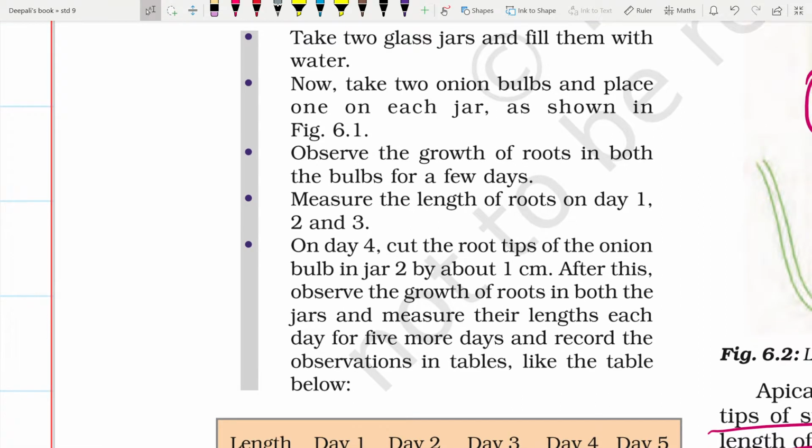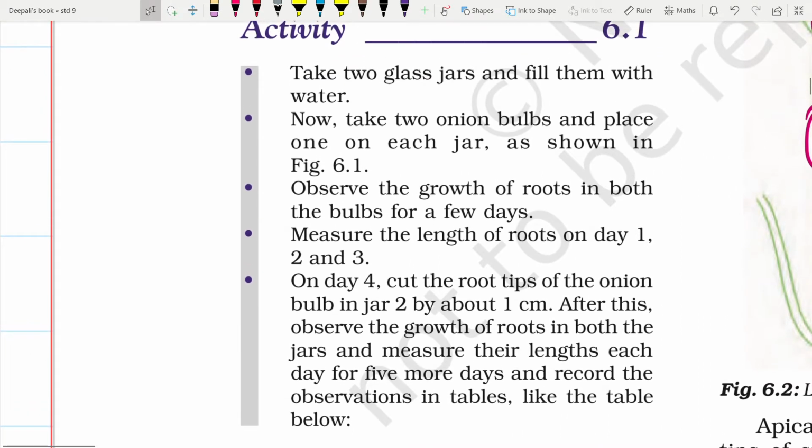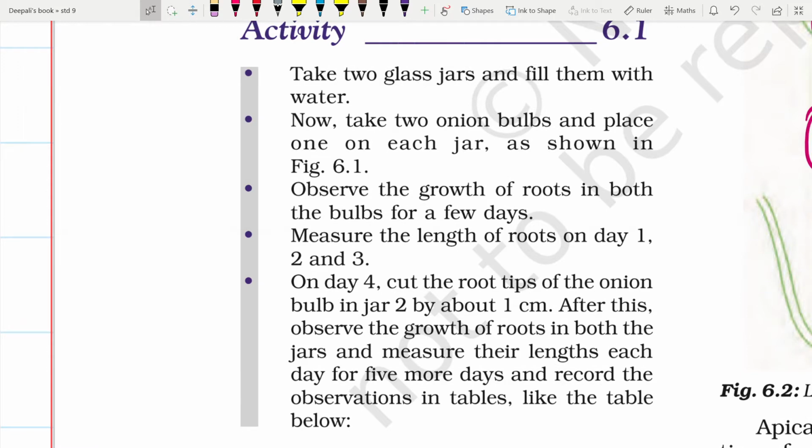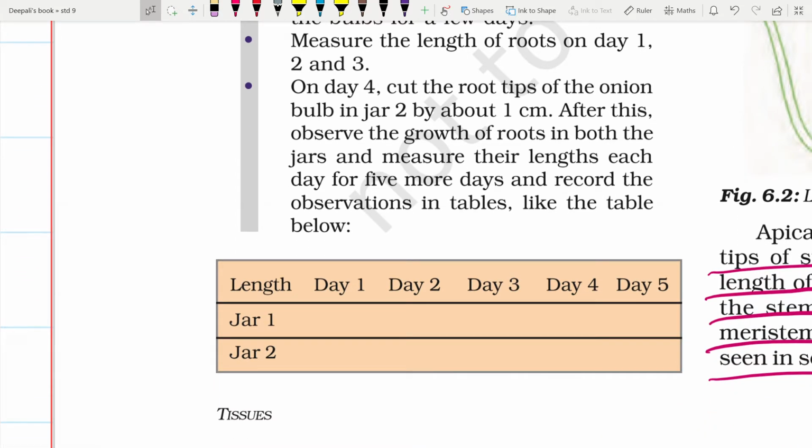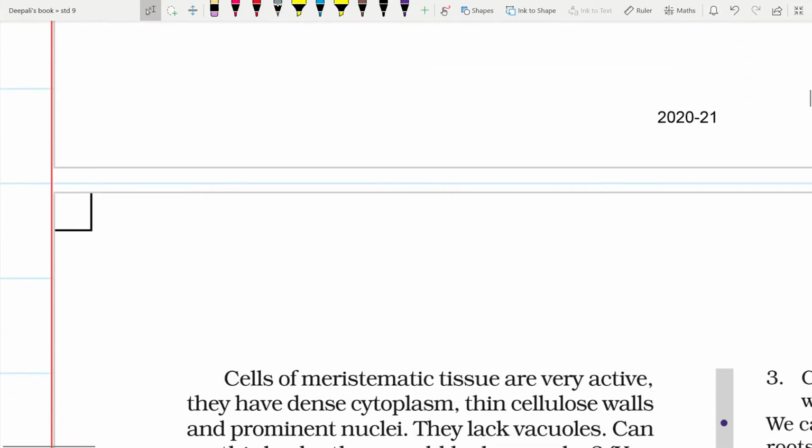After this, observe the growth of roots in both the jars, and measure their length each day for 5 more days and record the observations in a table like the table below. Day 1, Day 2, Day 3, Day 4, Day 5. Jar 1, Jar 2.